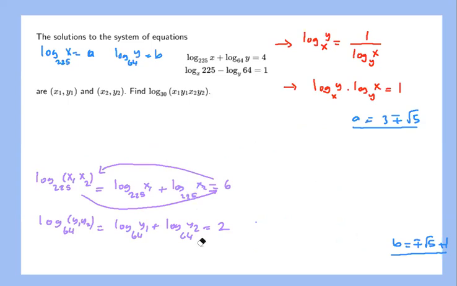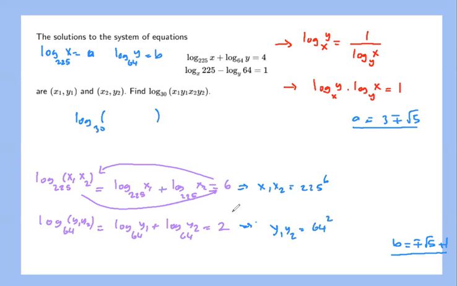Okay, so our next step should be a bit clear at this point. The question was asking for the log with base 30, so let's write that, of the product of those x1, y1, x2, y2. And I do know from this guy, x1 times x2 equals 225 to the 6th power. From this guy, y1 times y2 equals 64 to the 2nd power.